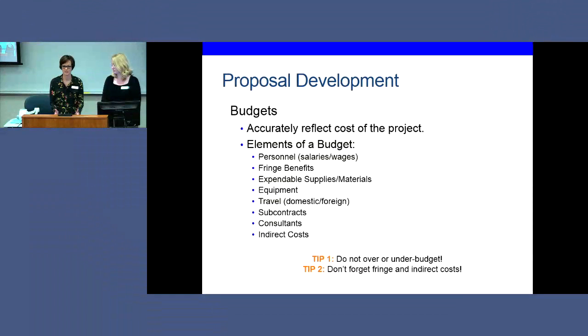They'll only cover a faculty member during the academic year. You can't play with that too much anymore because they're very particular and very specific. So make sure before you add someone's summer effort that it is allowable and allocable on that project. And then fringe benefits. At the university, there's a budget template that you have to follow.